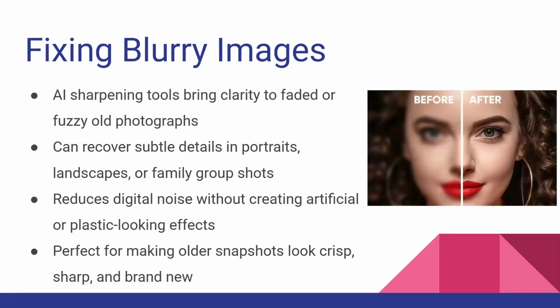Okay, so fixing blurry images. AI sharpening tools bring clarity to faded or fuzzy old photographs, and they can even recover little subtle details in portraits, landscapes, or family group shots. It reduces digital noise without making a plastic or fake-looking effect. And it's really good for making older snapshots look more crisp and brand new.